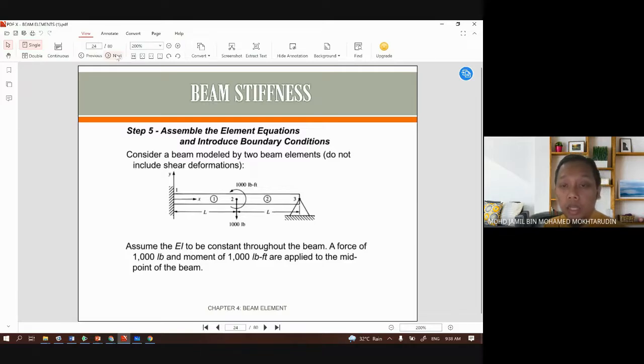And then let's look at an example how we can use the concept of stiffness matrix to find the degree of freedom in a beam. So consider a beam modeled by two beam elements. This is a single beam, but we have a force in between, a downward force and a moment. So we want to find the displacement and rotation at each node, node number 1 and node number 3. So it's easier if we can split this beam into two beams.